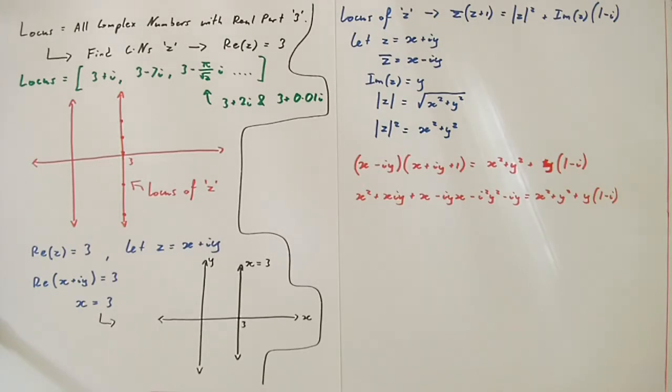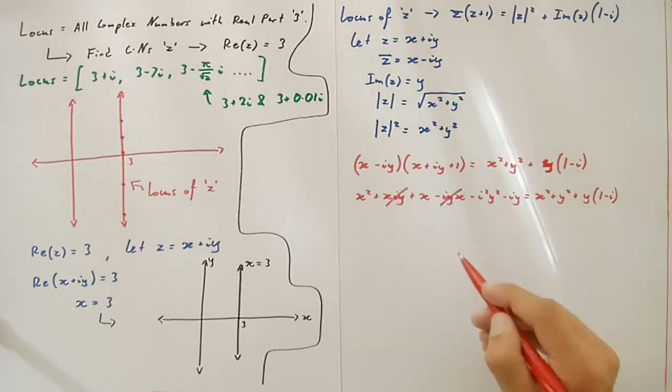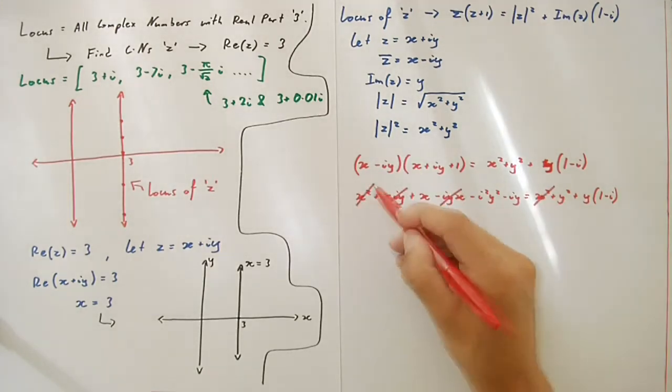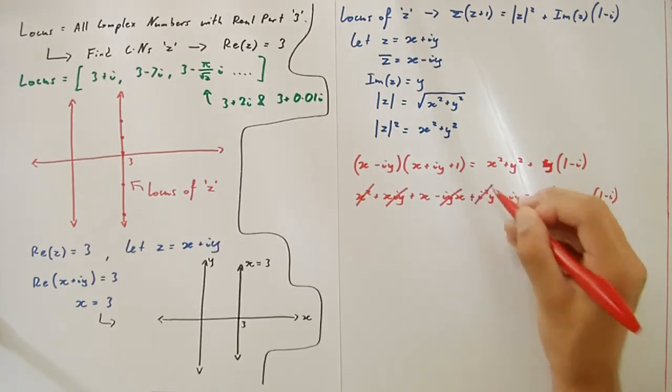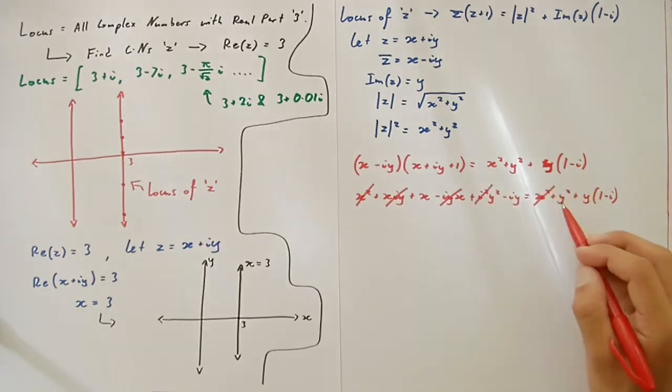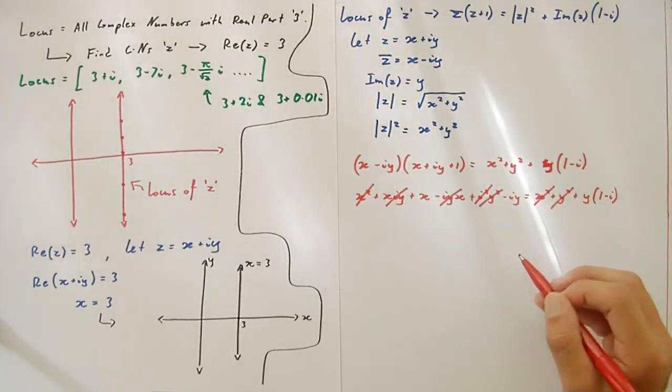Now we've got a few things that will cancel out here, such as this xiy and this negative iyx. These two x squares will cancel out, and this i squared will make this y squared positive, which will cancel out with this y squared. And now let's see what we've got left.